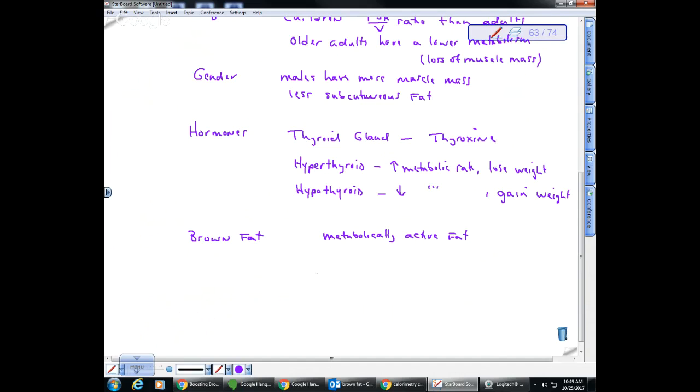So it causes what is referred to as non-shivering thermogenesis. So if we think about this, it's temperature generation that doesn't involve shivering. If we're cold, we'll shiver, and that actually helps to raise our body temperature, right? We're making our muscle cells use ATP, and that generates heat. But brown fat is non-shivering, and it's very important in infants.